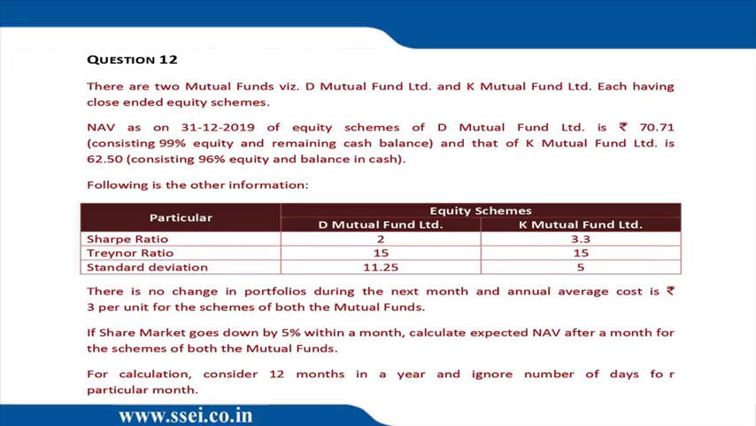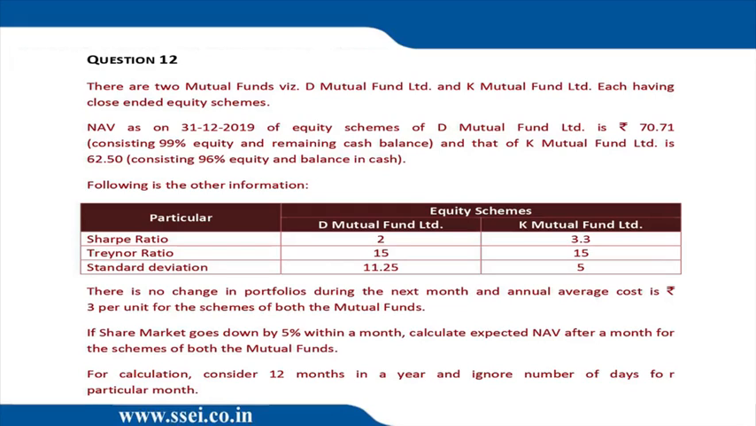So the per unit cost is 0.25 per month. Okay, I'll need it later. If share market goes down by 5% within a month, calculate expected NAV after a month for both the schemes of the mutual fund. For calculation, consider 12 months in a year. Ignore number of days in a month.